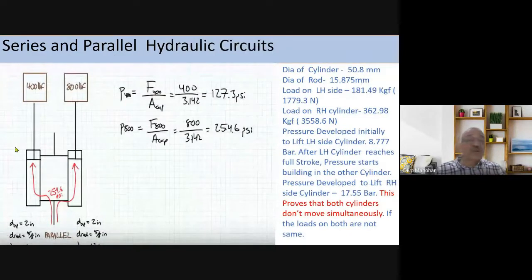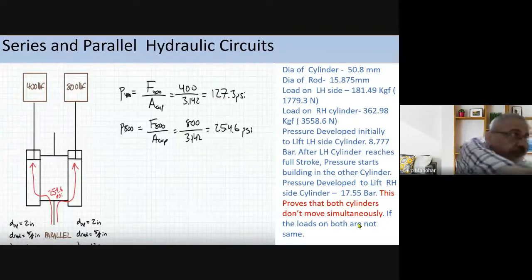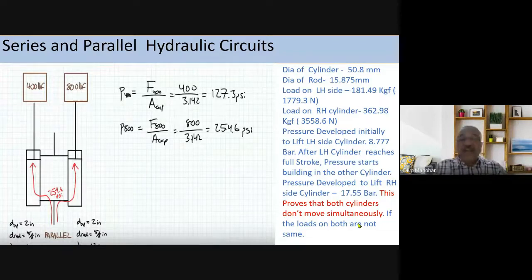Now here also same thing is continued. Both sides are same, but the different loads are there. So internal pressure, though it is a pressure here, is same. The pump pressure can be same. It will go and lift one side. This proves that both cylinders don't move simultaneously. This is the point I have shown.